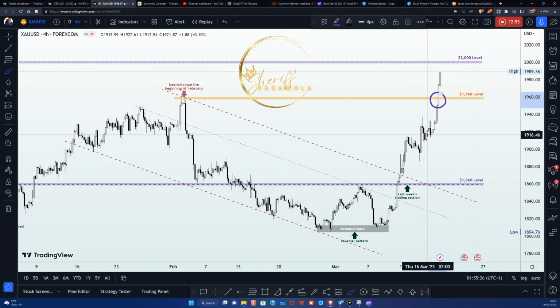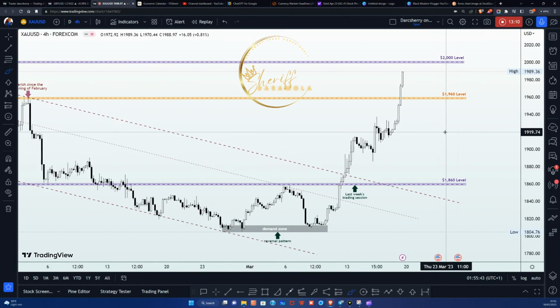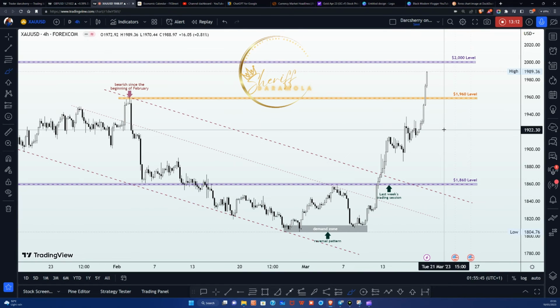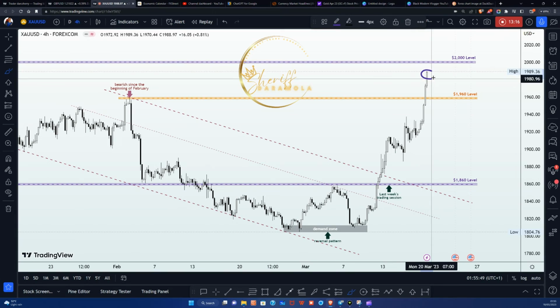So we need to be very, very careful around this area as we approach that $2,000 structure, as we want to see how price action will be reacting to that level to decide how we want to be taking advantage of any trading opportunity from this level. Now, as we head into the new week, for me at this point, I want to see how price action will be reacting to the current structure here to decide what our next line of action will be.